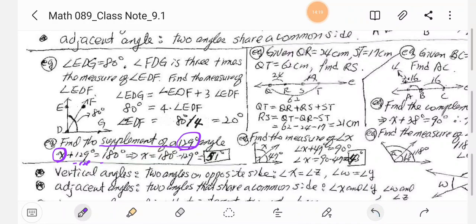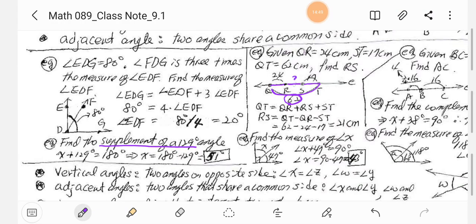All right, and then the next one. Let's look at the next example. Okay, here is the number line, and then QR. The length of QR is 24 centimeters, and then ST is 17 centimeters. This one is 17, this is 24. And then QT, from here to here, is 62, right? So then what is the length of RS?